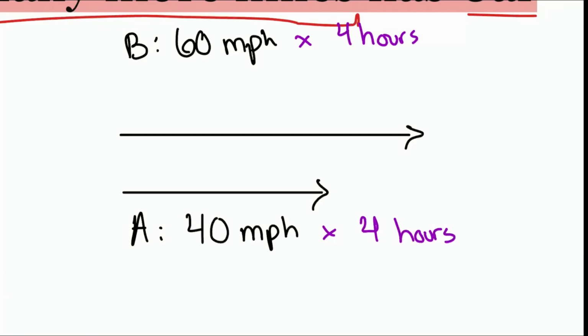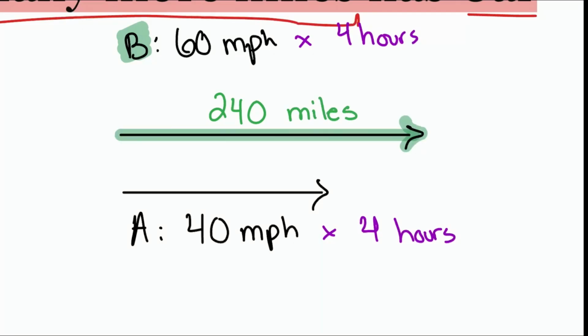Everyone, what's the distance that car B travels? 60 times 4 gives us what? Yeah, 240. That's going to be 240 miles. Let me go ahead and highlight car B in green. And so that'll be 240 miles. All of this right here.